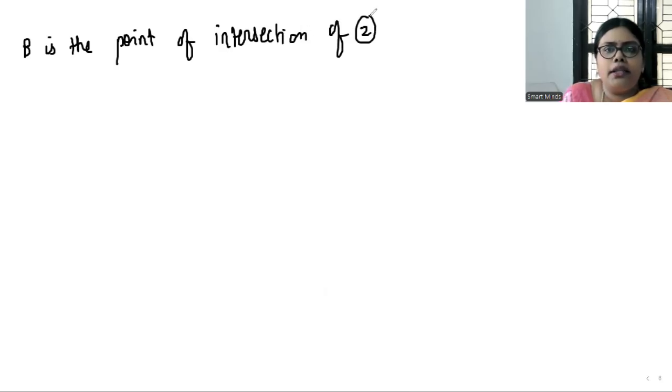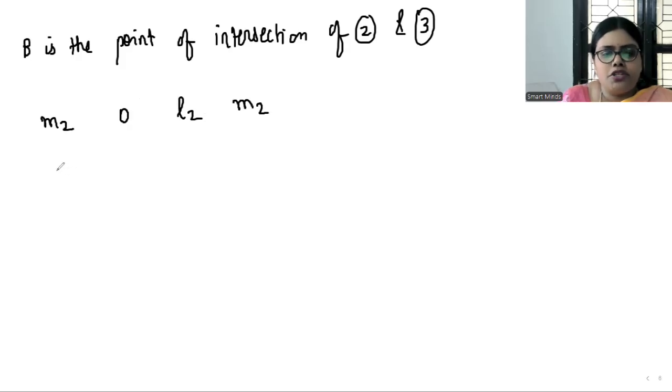lines 2 and 3. Now again we use the cross multiplication method. That means solving 2 and 3 you will get point B. So we use the cross multiplication method here. From the second equation, what is the y coefficient? M2. Constant is 0. X coefficient is L2. Again y coefficient is M2. Then from the third equation, what is the third equation? Lx plus My plus N, no. So M, N, L, M.